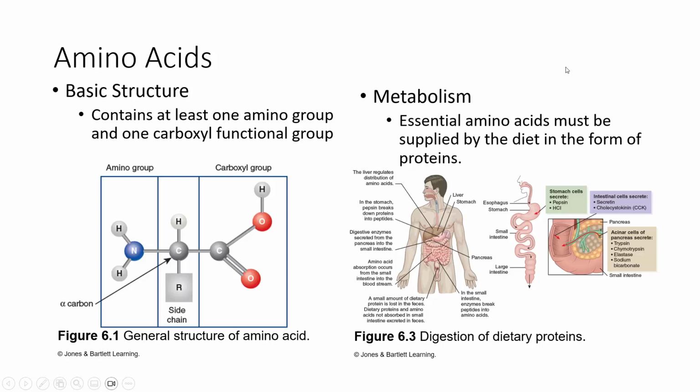Metabolism: essential amino acids must be supplied by the diet in the form of proteins. When you consume these, the digestive tract will break down those proteins into the amino acid building blocks. Those amino acids are then absorbed into the bloodstream from the small intestine, and then they go to the liver in order to be assembled into the proteins that we will need in our bodies.